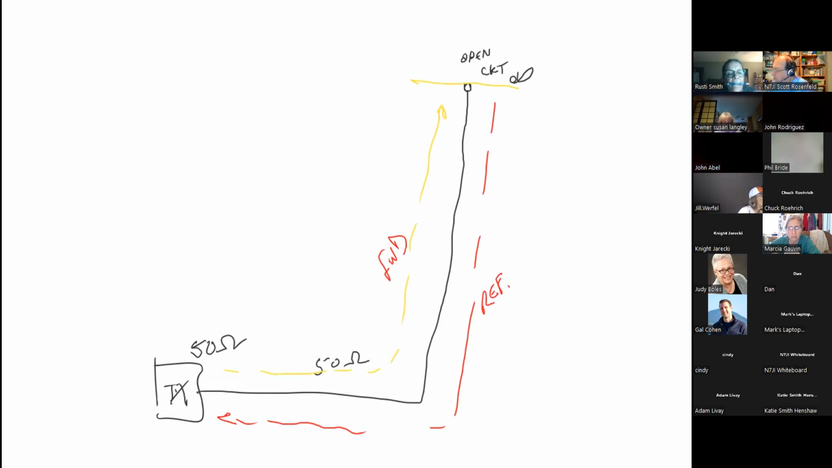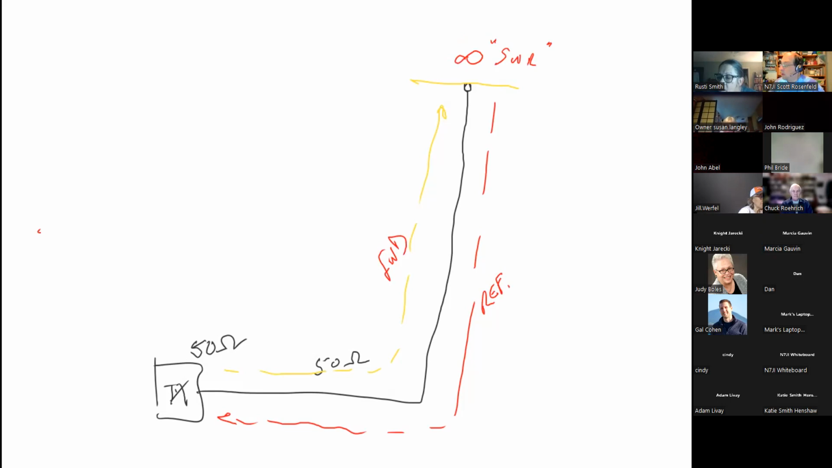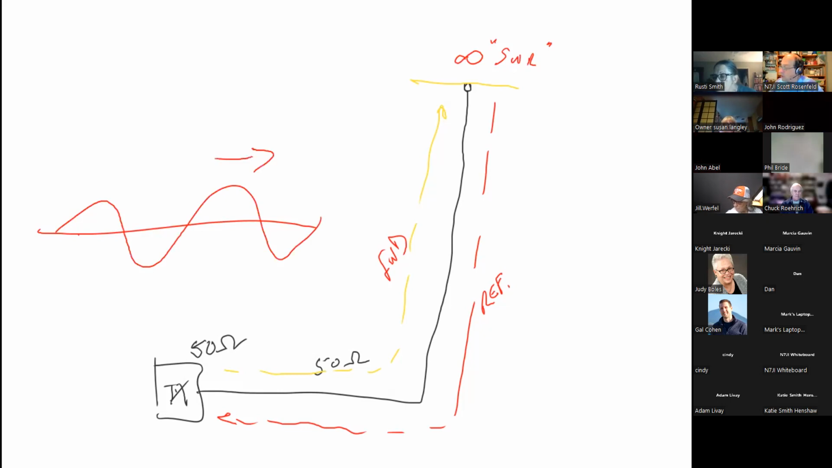So what's going to happen instead if this is a short circuit? What's going to happen to your energy? All of it goes back. The polarity is going to change, but all of it's going to come back, which basically means that all the energy you put out into the world, 100% of it came back. This would be known as an infinite SWR. You have as much energy coming back as you have going out. Standing wave ratio, or SWR, is a measurement of how much energy is going out versus the wave that's coming back.